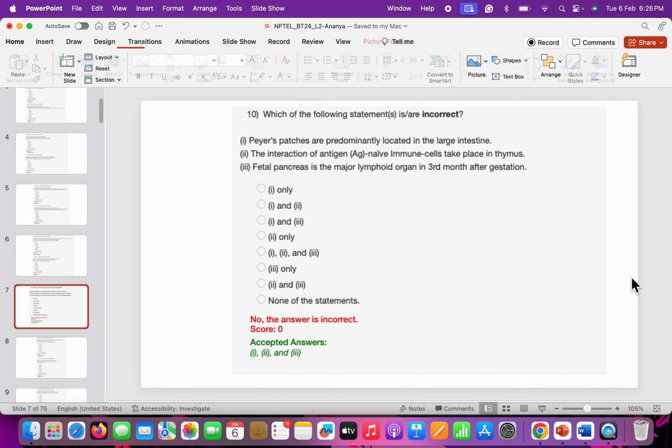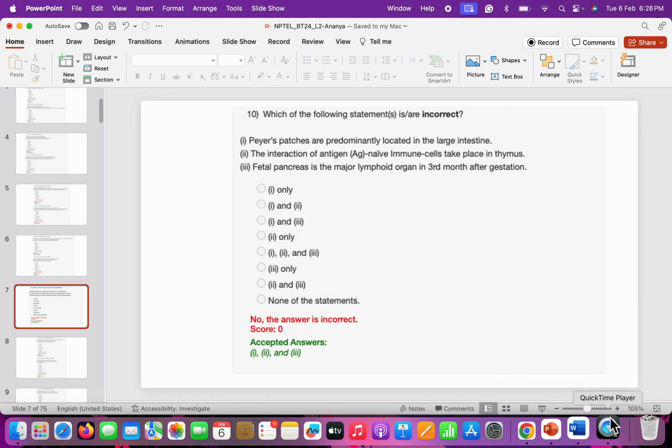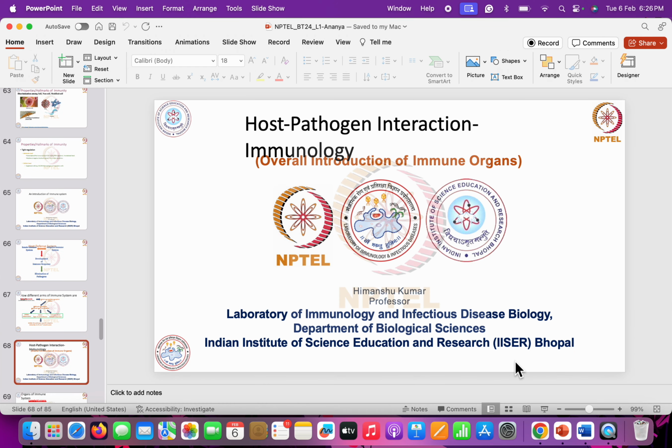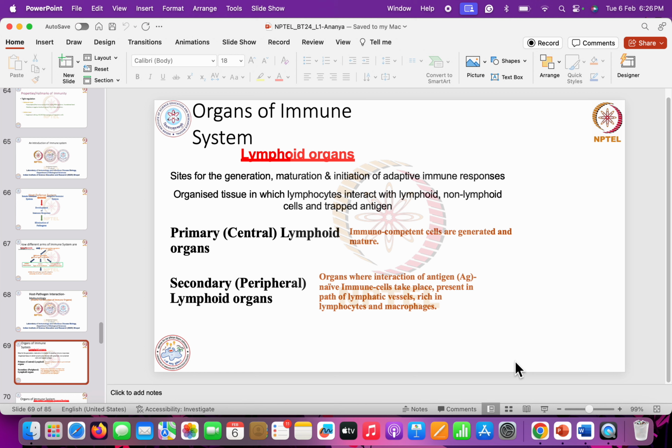Which of the following are incorrect? So all three are incorrect. Okay, we will just go over those informations once. So organs of immune system. We have read about lymphoid organs. So what is lymphoid organs?